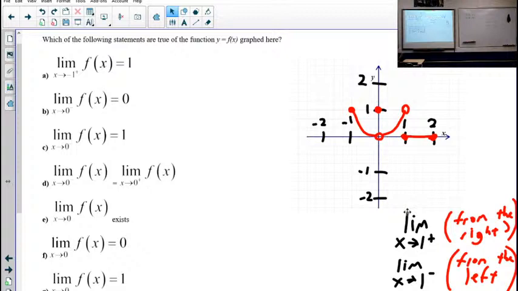This is on the last page, by the way, in the notes. That's where I'm at. So based on the graph that I just drew, you're determining whether those statements are true or false.